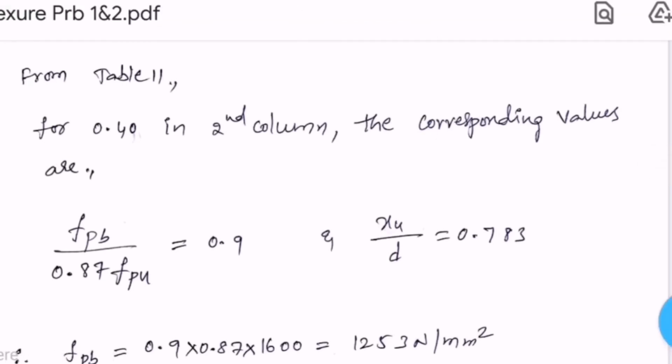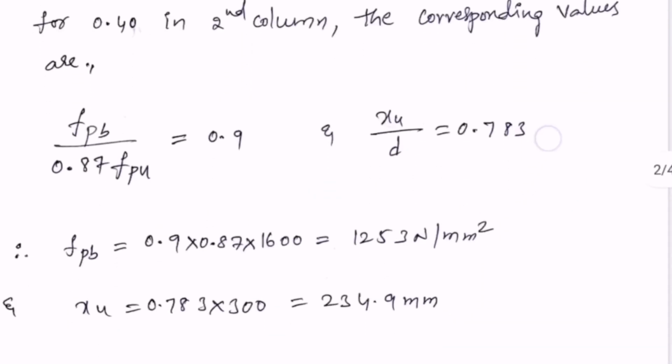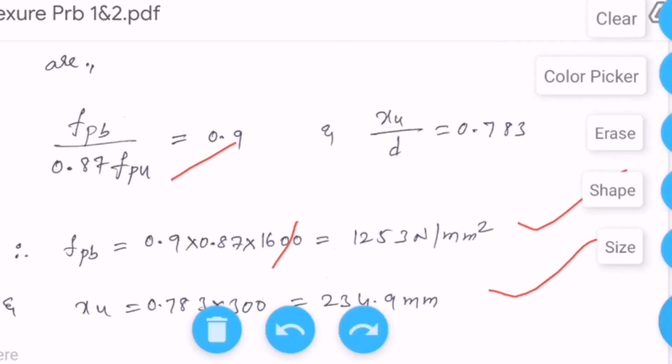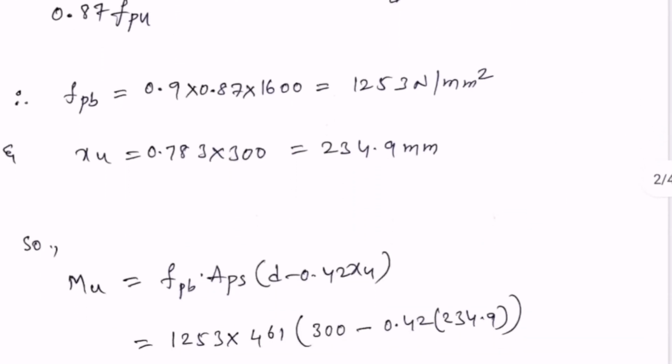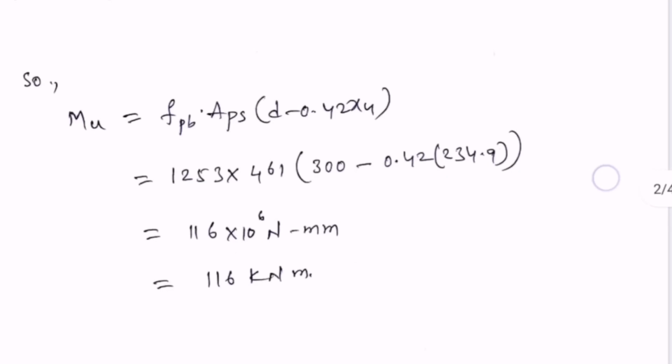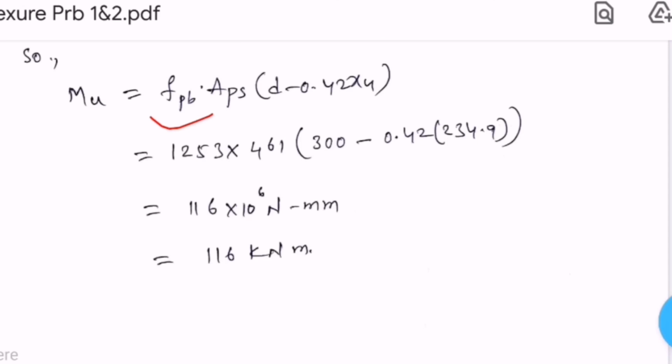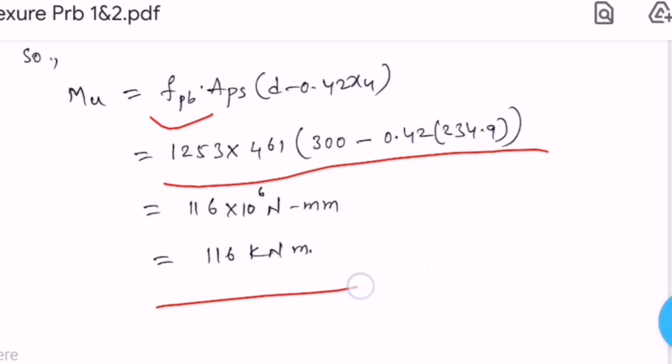Having got these values from our codebook, we now calculate FPB as 0.9 into 0.87 into FPU. FPU is given as 1600 in the question, so we have this value, and the Xu value as this. After that we simply substitute Mu with FPB, APS and all these values we have just got from the calculations. The final ultimate moment of resistance will be 116 kilonewton meter.